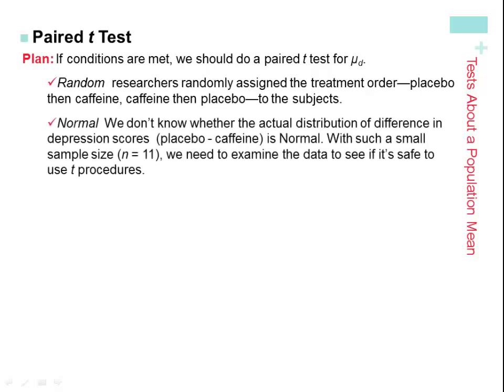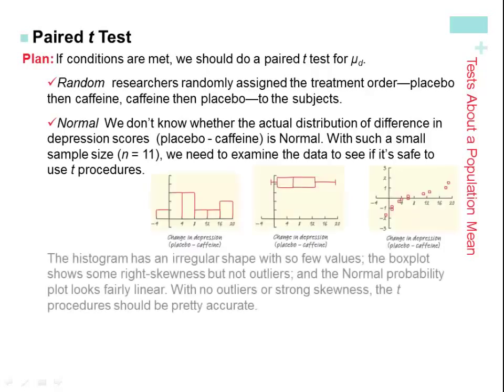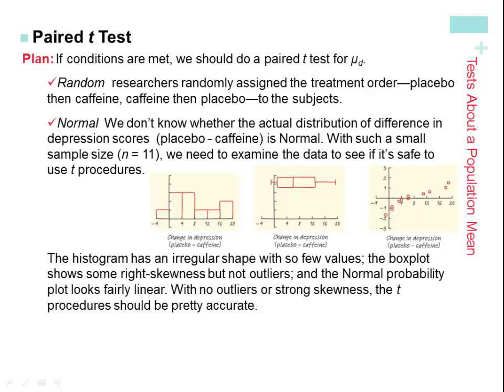Since the number in the sample was 11, we need to examine the data to see that it's safe to proceed with t procedures. Remember, the original population must be normal, and we don't know that, or the number in the sample must be greater than or equal to 30 for the central limit theorem to work. In looking at these, the histogram has an irregular shape with so few values. The box plots show some right skewness but no outliers, and the normal probability plot looks fairly linear. With no outliers or strong skewness, the t procedure should be pretty close to accurate.